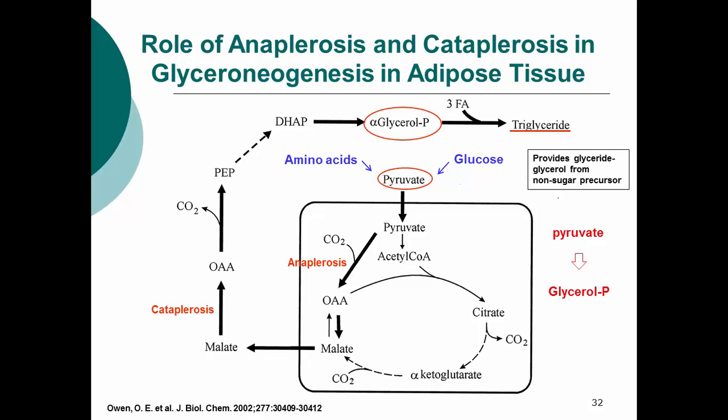And this is called glyceroneogenesis. How glycerol is being made from amino acids and glucose. Remember, I mentioned that carbohydrate, glucose, or amino acids can be used for fat formation.